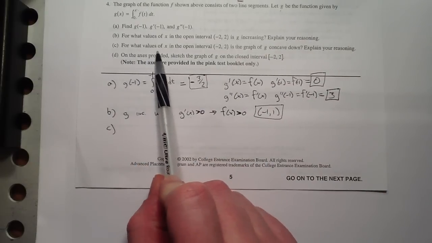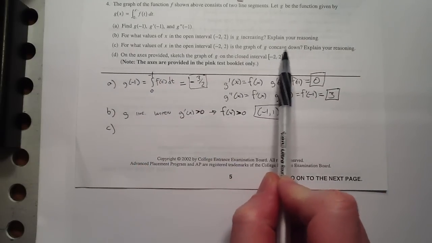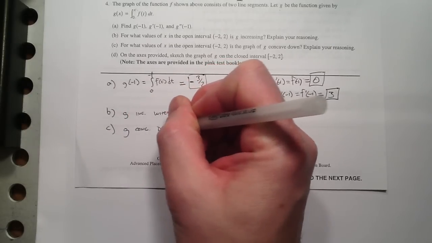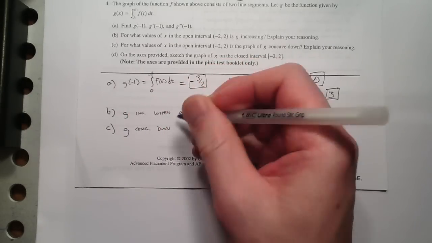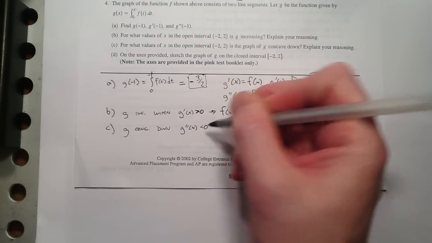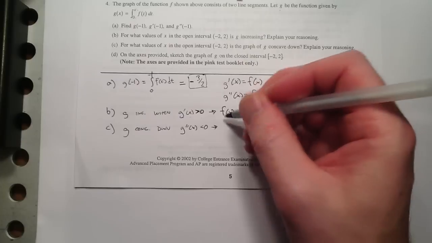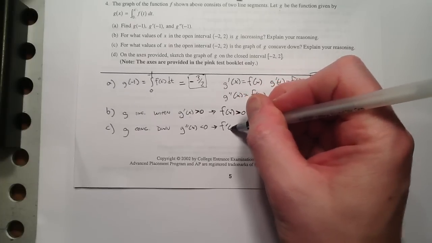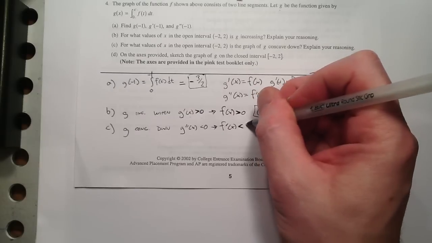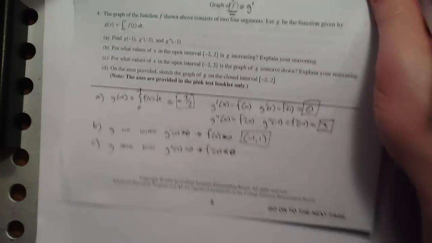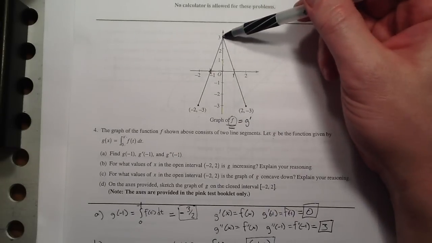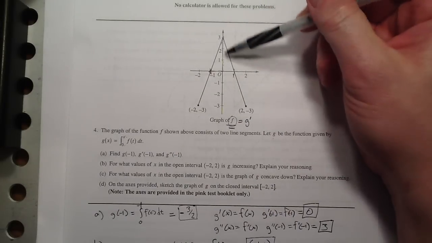Part C. For what values is the graph of g concave down? Well, g is concave down when the second derivative is negative. And the second derivative of g is the same as the first derivative of f. Right? They're off by one derivative. So where is the derivative of this that we're looking at negative? Well, that's where the slopes of this are negative. That's right here. So that'd be from 0 to 2.